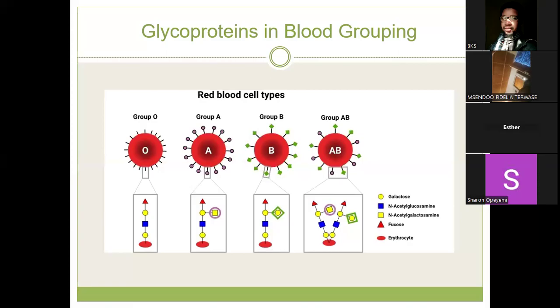So from here, we can easily see why we have donors, acceptors, and the rest. Somebody can tell me which among these is a universal acceptor. AB. Why? AB is considered a universal acceptor. According to your explanation now, it should be because they have galactose and N-acetylgalactosamine. Use the word antigen now. So it would be because they have antigens A and B present.